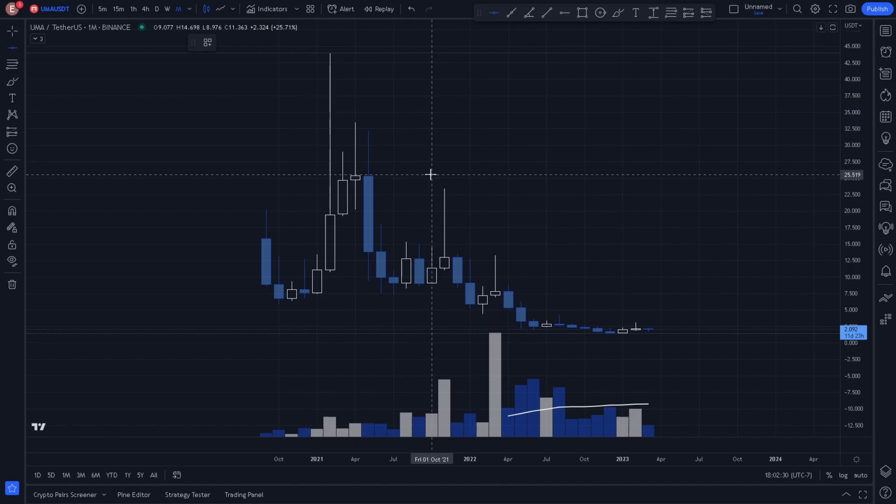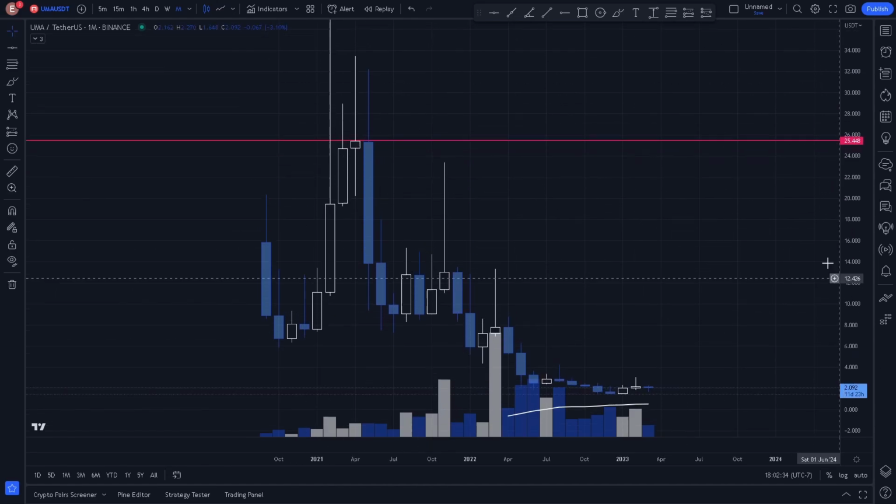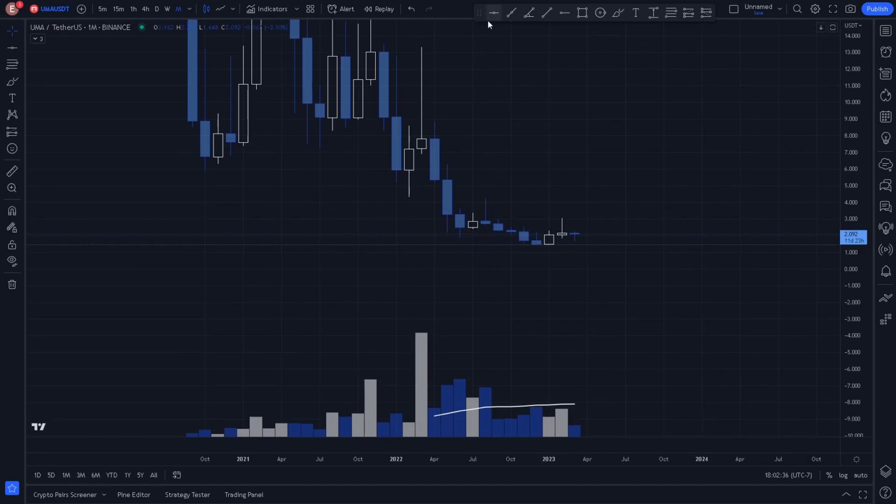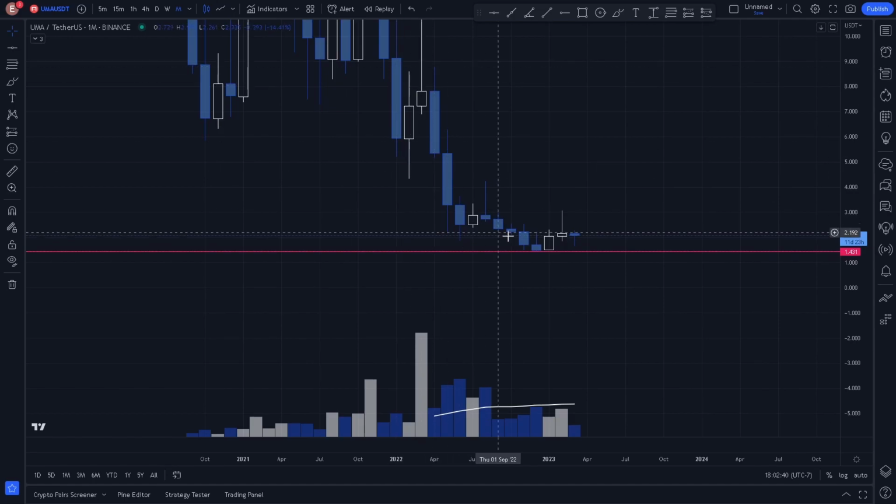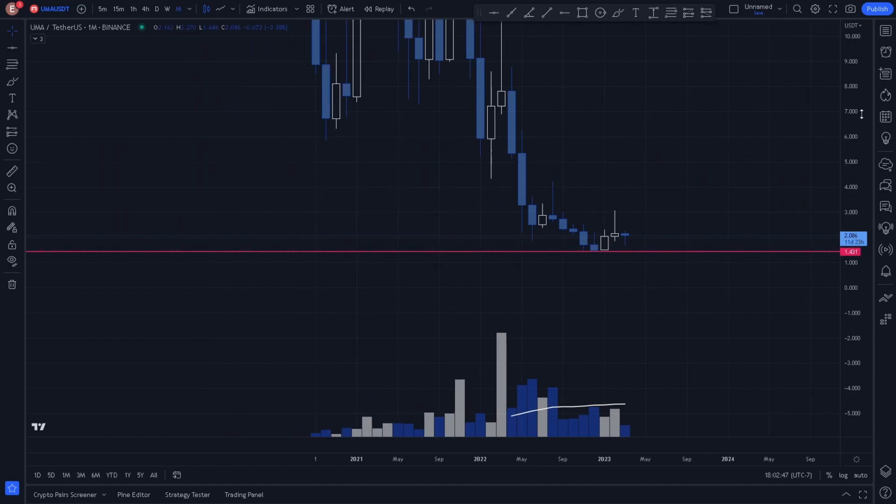Now the first key level we notice is our monthly swing high here. And let's go ahead and plot our monthly swing low, which is obvious to spot here on the monthly chart as it is the lowest point price has reached before reversing.